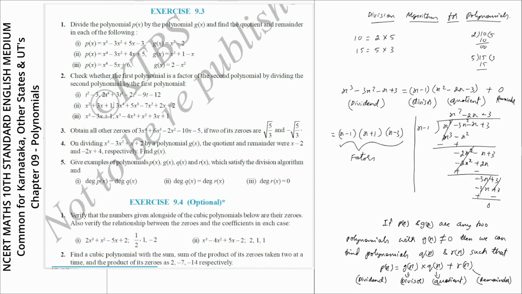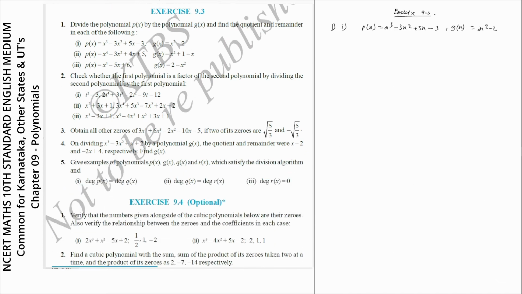Exercise 9.3, question number 1, sub question 1. Divide the polynomial p of x by the polynomial g of x. So p of x is equal to x cube minus 3x square plus 5x minus 3, and g of x is equal to x square minus 2. So let us proceed. x cube minus 3x square plus 5x minus 3. I should divide now by x square minus 2.